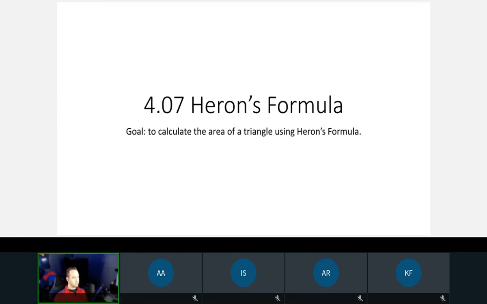I think this is named after some Greek person named Hero of Alexandria, so you might see it as Hero's formula. So Heron's formula or Hero's formula, named after this person who figured this out.